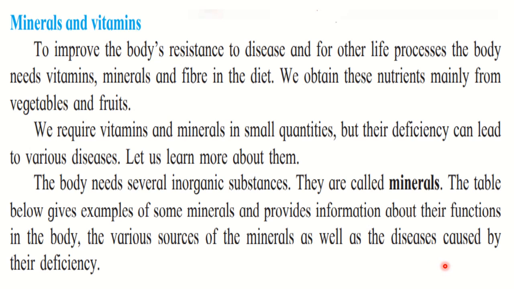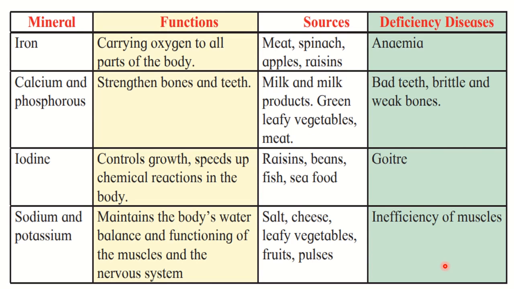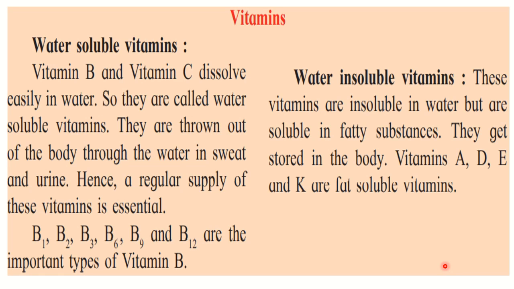Then we have seen what minerals are, and what the different types of minerals are, their functions, their sources, and the deficiency diseases caused because of the lack of these minerals. Afterwards we studied about vitamins: two types, water soluble vitamins as well as water insoluble vitamins. Today let us see different types of vitamins, their sources, their functions, and the deficiency diseases caused because of the lack of these vitamins. So let us start.